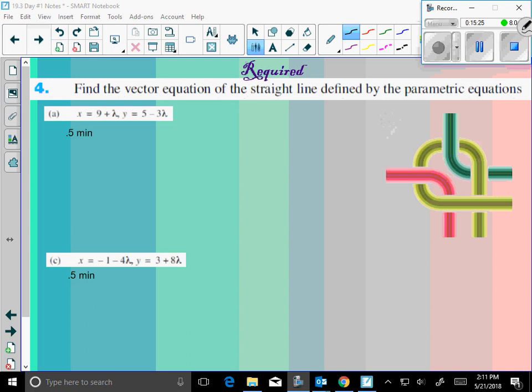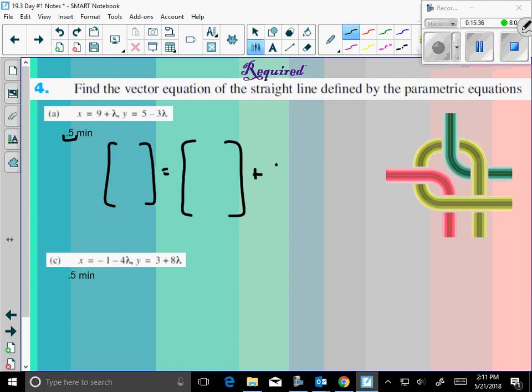All right, this one's going to take me less than 0.5 minutes. I know that. Don't judge, okay? Ready? I'm going to fill in a few blanks. Here we go. Let's do these blanks first. I see how many x's? I see an x. I see a 9. I see a 1 lambda. Then I see a y. Then I see a 5. Then I see a -3. I can do that. That's a vector equation for that parametric representation.